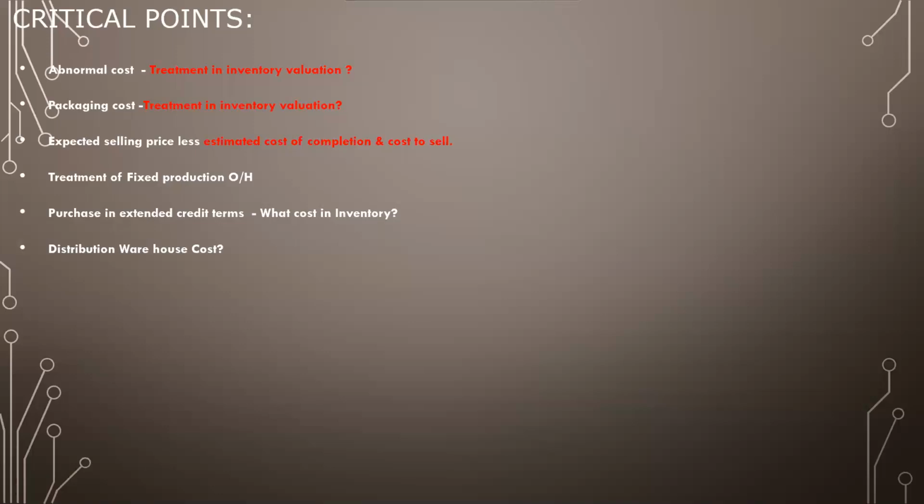Now, distribution and warehousing cost. As we know, once production is over, any cost that I incur from the time the goods are ready for sale till the time they go to the end customer has to be part of my selling and administrative cost or other distribution cost. This is not part of the inventory cost. So these are a few critical points, apart from the inventory standard, which have to be covered, and we need to understand the concepts behind each of those items.